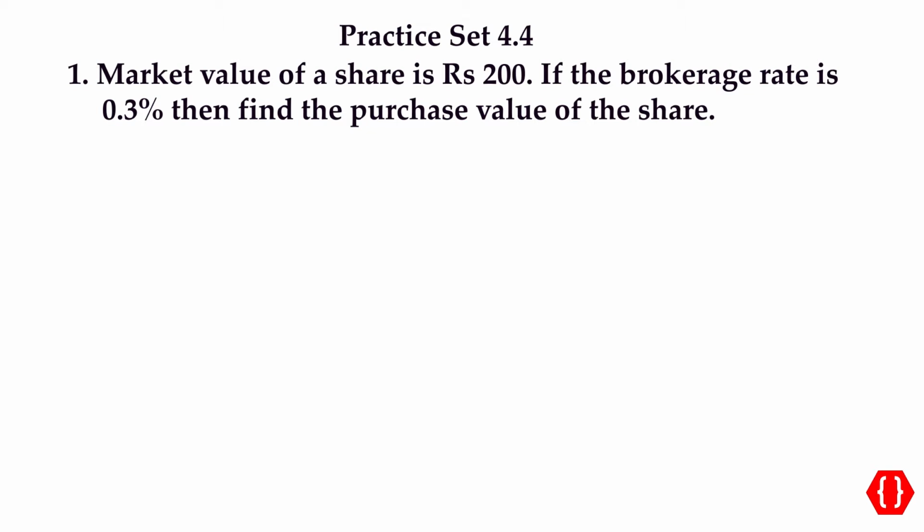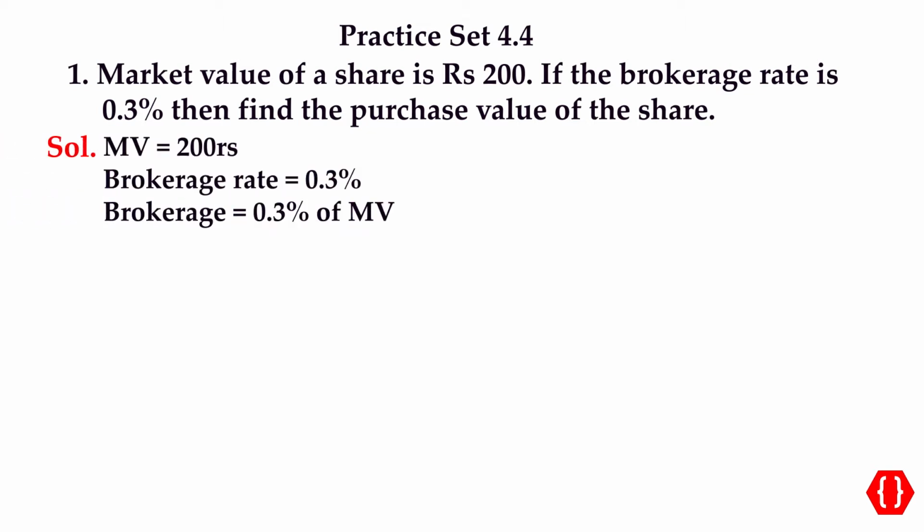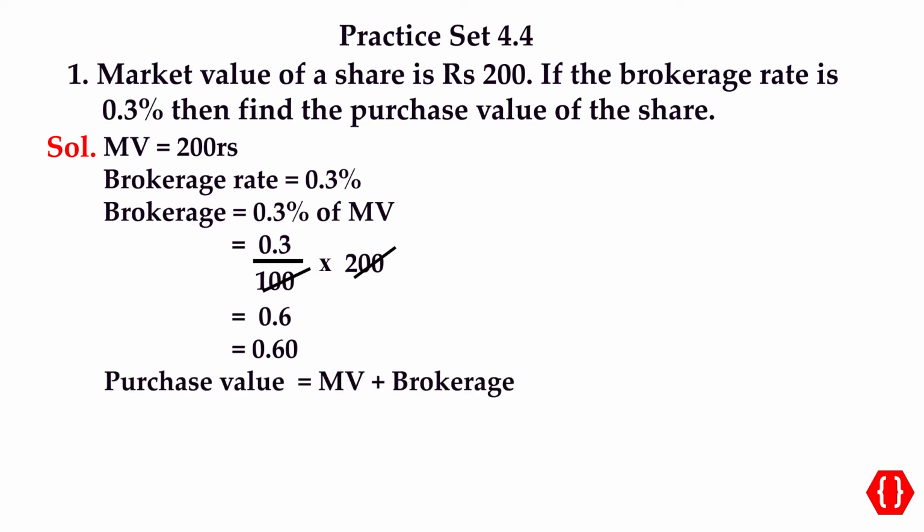Now we have market value which is 200 rupees. Brokerage rate is 0.3%. Now let us find out the brokerage on market value. That is, brokerage equals 0.3% of 200. 200 is market value. We get 0.60 rupees as brokerage. By adding market value plus brokerage, we get the purchase value of the share, that is 200.60 rupees.